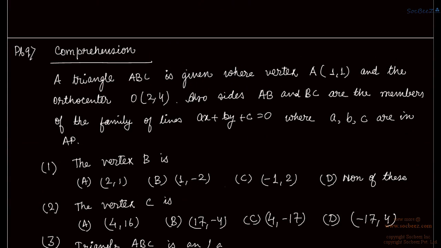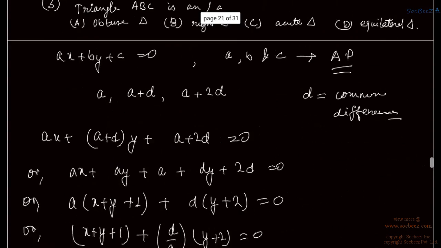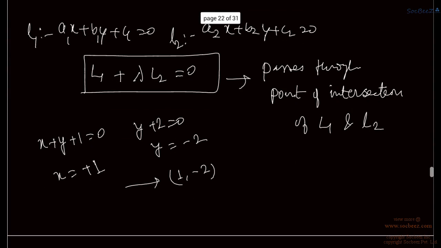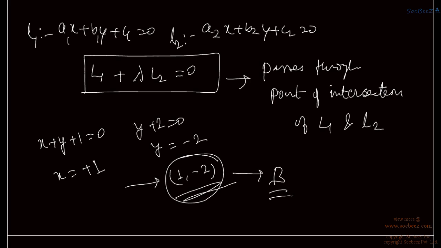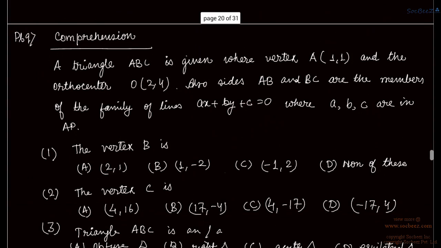Since sides AB and BC are members of the family of lines, both of these lines are members of this family. That means both lines pass through the point (1, -2). The common point of lines AB and BC is (1, -2), which is nothing but vertex B. So the coordinate of vertex B is (1, -2). Option B is correct for this.